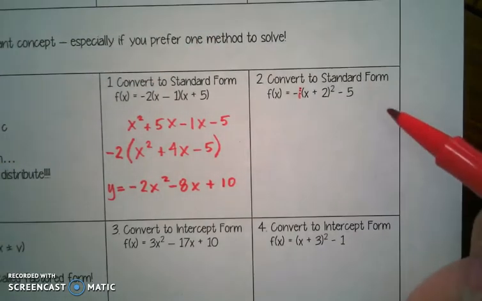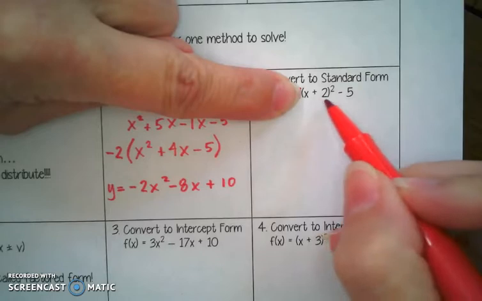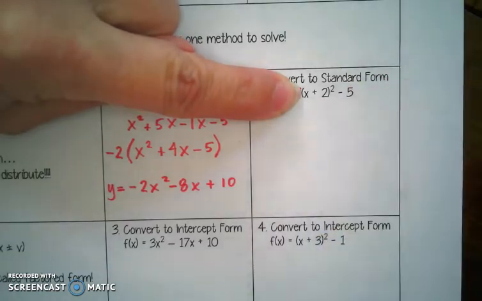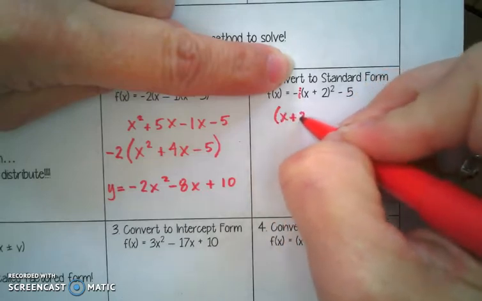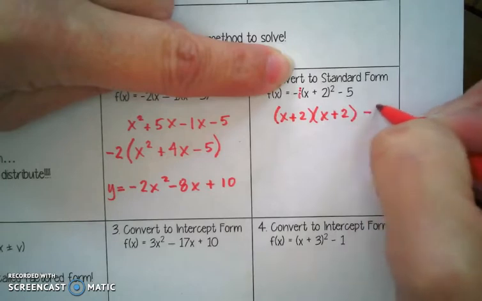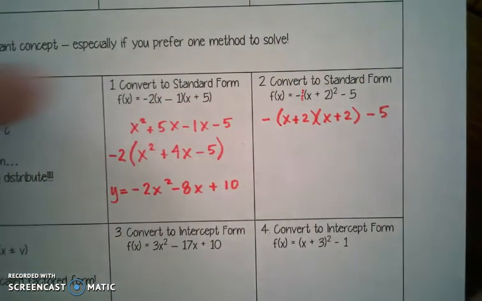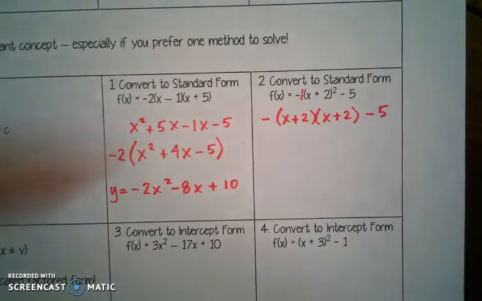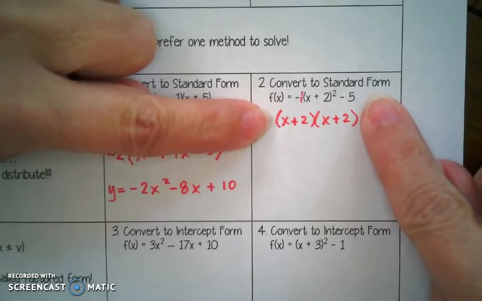The other reason why I wanted to do this example is because I want you to remember that x plus 2 squared doesn't mean just square the x and the 2. It means that we have to multiply x plus 2 with x plus 2. And then distribute the negative and then subtract the 5. So first up is FOIL. So I'm going to FOIL x plus 2 times x plus 2. Sorry, and again, that's just distributive property.